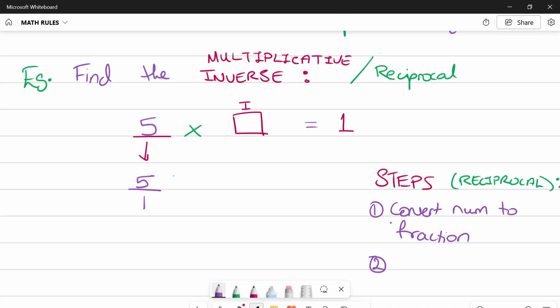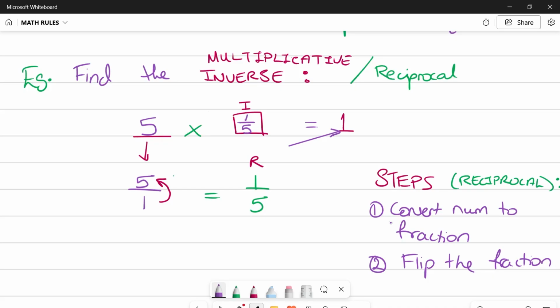The second step to finding the reciprocal is that we flip the fraction. So to find the reciprocal, all we must do is flip this fraction. So when we flip this fraction, it becomes 1 over 5. 1 over 5 is our reciprocal. So let's test it out. 5 multiplied by 1 over 5 does give us back 1.